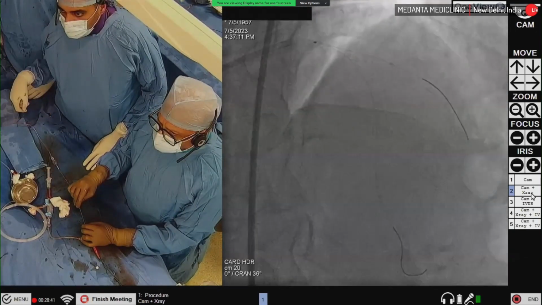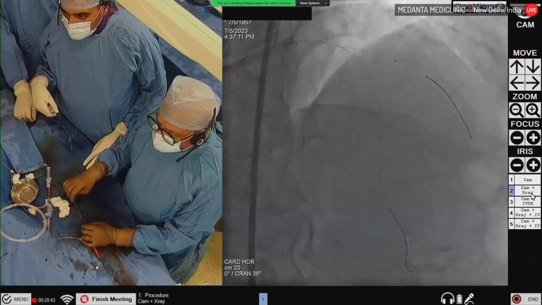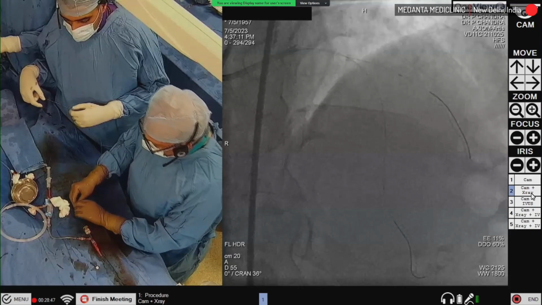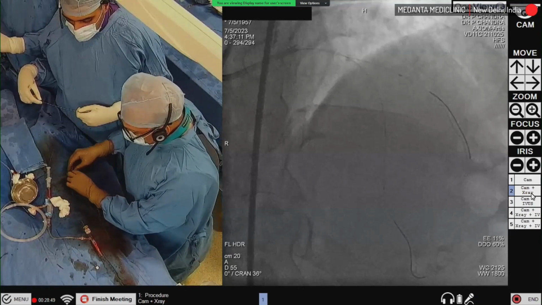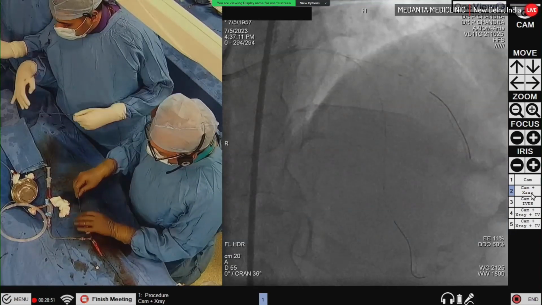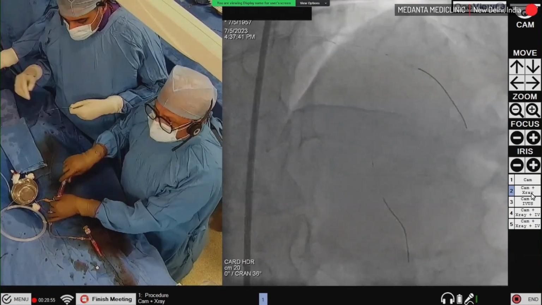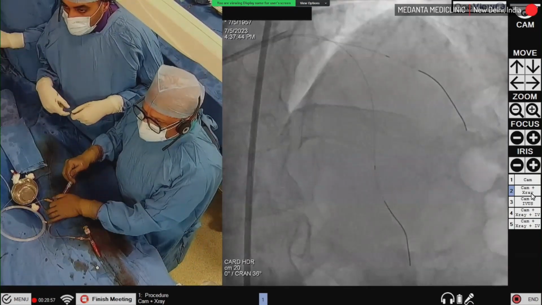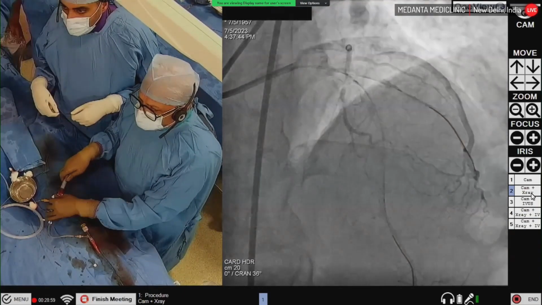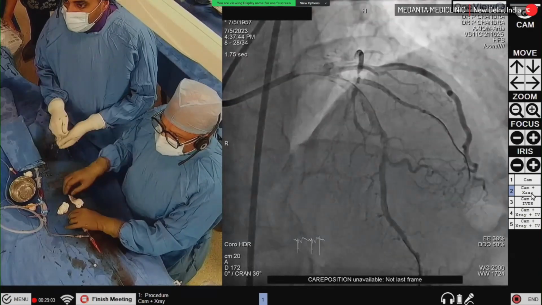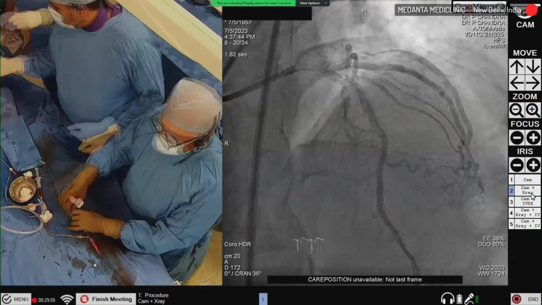Okay. So I'm pulling the balloon back. This is a 3 into 15 Wolverine, right? Yes. And we got a good expansion. So we can check now. That looks very nice. No dissections. And the diagonal is also patent.